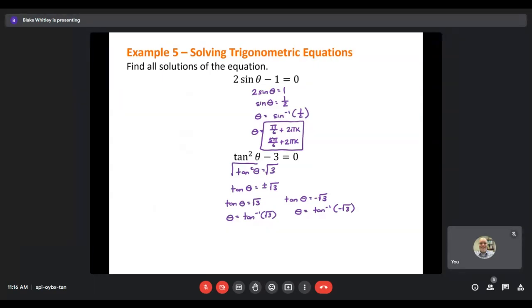Now we think about our unit circle. We think about where tangent is equal to square root of 3. And that's going to happen at pi over 3. So we get theta equals pi over 3. And again, we only need the one value here because we know the period is pi, so we can just add pi k to that.